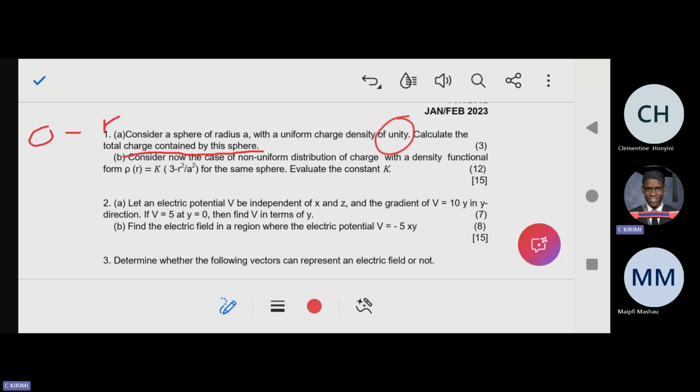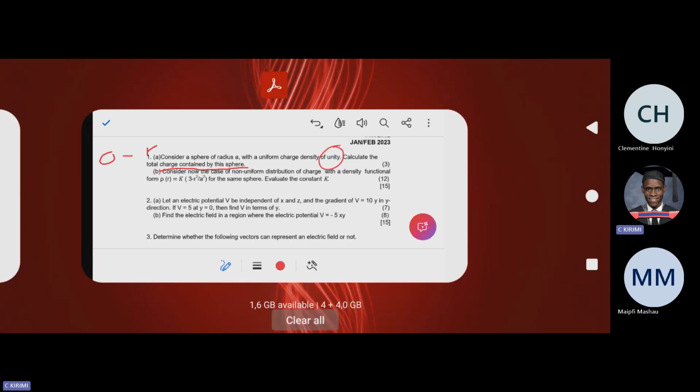And we have been told that the gradient of V is 10y in the y direction. But it's the gradient of V, not V itself. And also V is 5 at y equals 0. Find V in terms of y. So I want to integrate. Same thing, what to integrate.